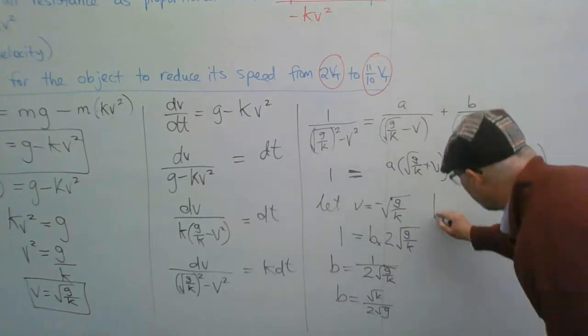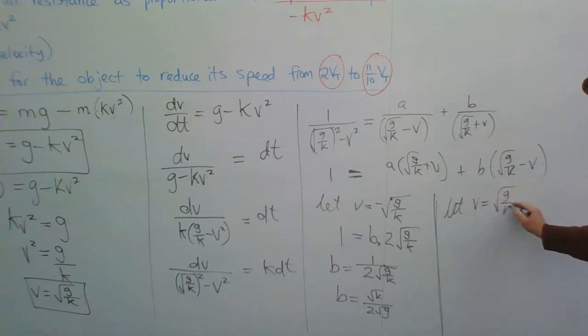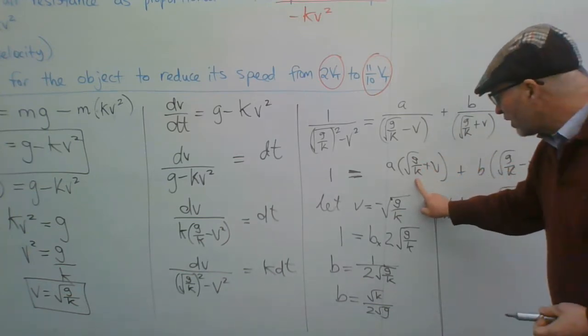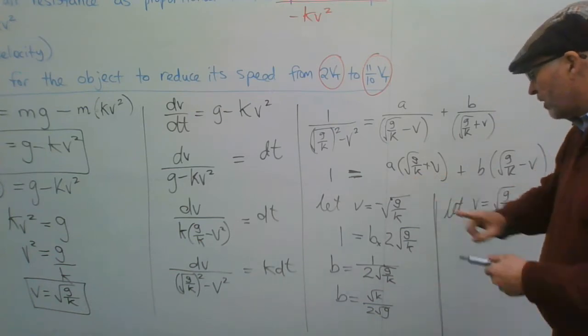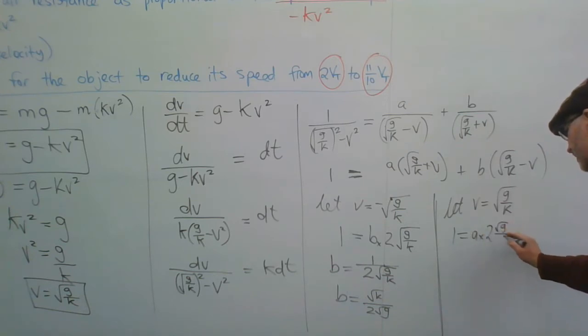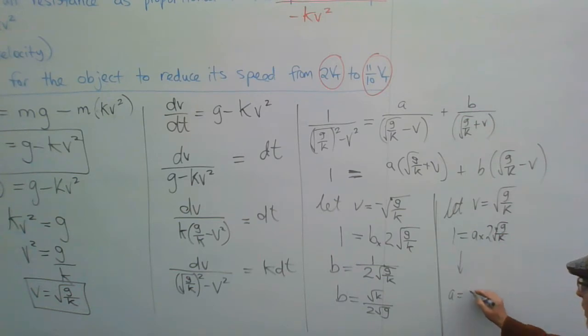And I can do the same thing. I can let v equal root g on k. Well, if that's the case, root g on k minus root g on k is 0, and that just cancels away. And root g on k plus root g on k is 2 root g on k. So I'm going to get 1 is equal to a times 2 root g on k. But that's the same situation as here. So that's just going to bring me down to a also equaling root k on 2 root g. So I know my values of a and b here for when I want to go and integrate.